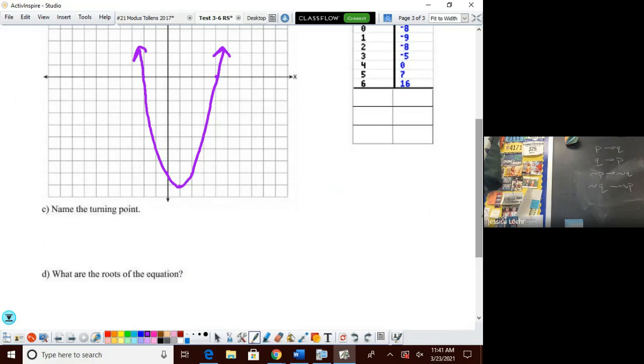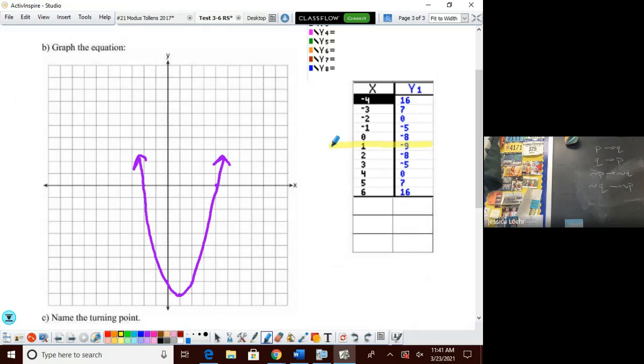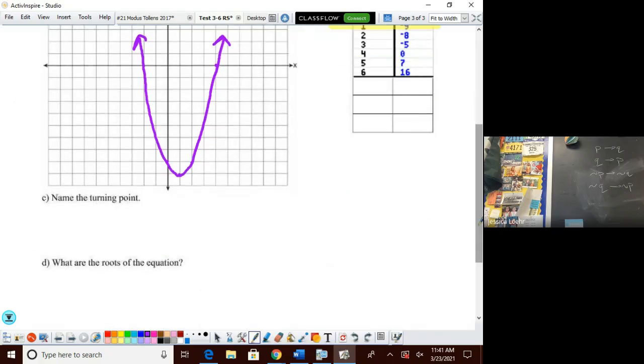The turning point, remember, same method of finding the turning point that we used on the other problem. Look in your calculator table where the y value doesn't have a match. Here it was 1, -9. It's also the minimum point on your graph, so you can also find it on your graph if that's easier for you. The roots, also known as the x-intercepts.